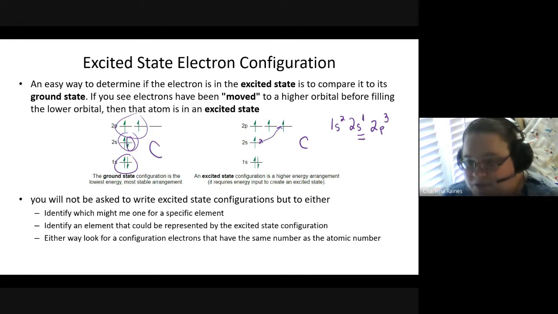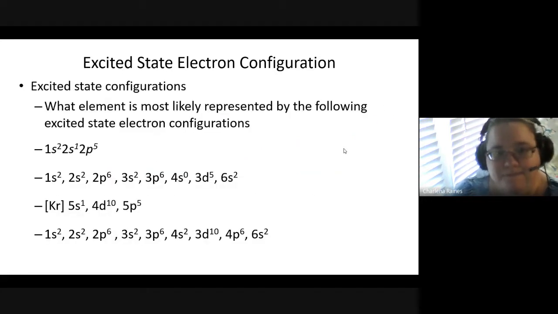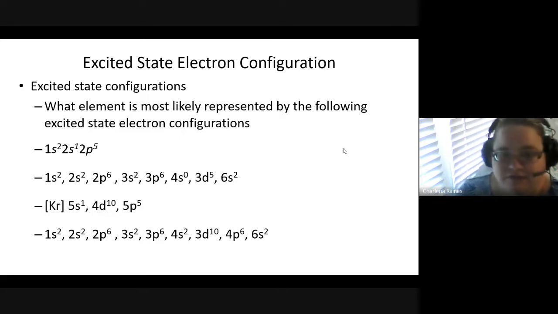I can identify the element just by adding up the electrons. So this element has 6 electrons. It's got some excited somewhere in there, but 6 electrons still tells me it's carbon. Now, you're not going to be asked to write excited state configurations because there's really no way for you to predict which electrons will move or how many will move or how far they will move. But you could be asked to match an excited state configuration to an element, or to tell me which element a configuration most likely matches. So let's look at a couple examples. Pause the video, see if you can figure out which ones they represent.